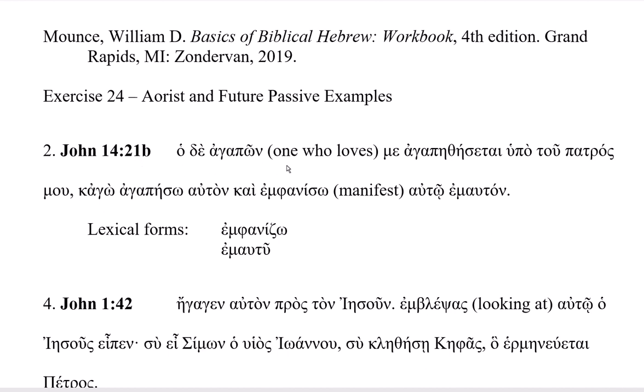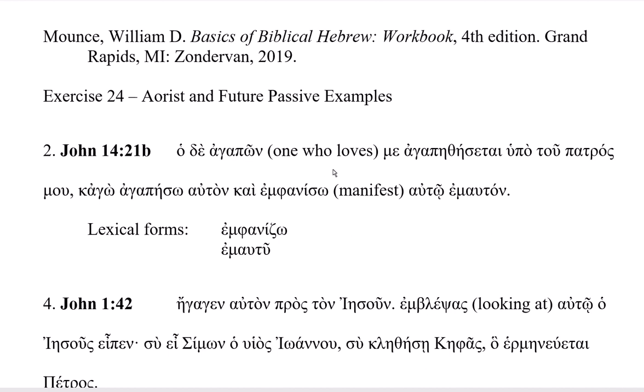Ho de agapon me agapethesetai hupo tou patros mou, kago agapeso auton, kai emphaniso auto emauton. Okay, so we have this postpositive de, that's going to come at the beginning, and then ho agapon, we haven't quite gotten to participles yet. This is just the one who loves, comes from agapao, the one who loves.